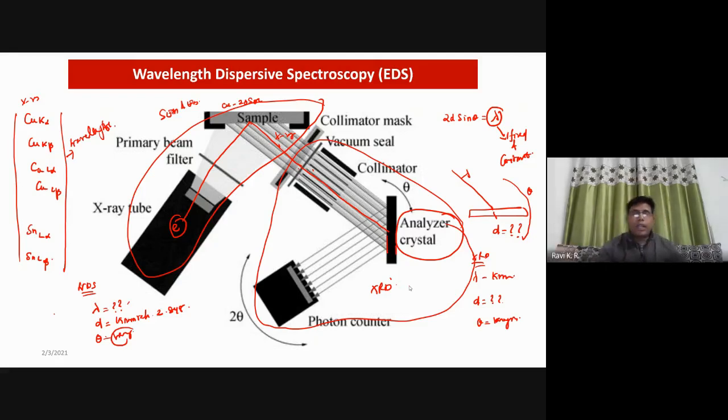So in X-ray diffraction, lambda is a constant known to us. D is something in the sample, unknown to us, but I'm varying the theta value to get a Bragg condition. You only have 3 parameters here. Here also you have the same 3 parameters.